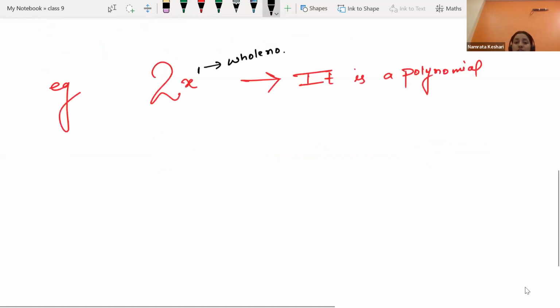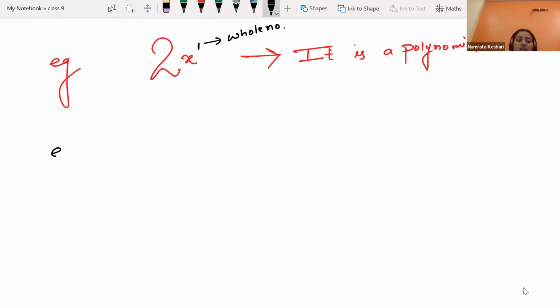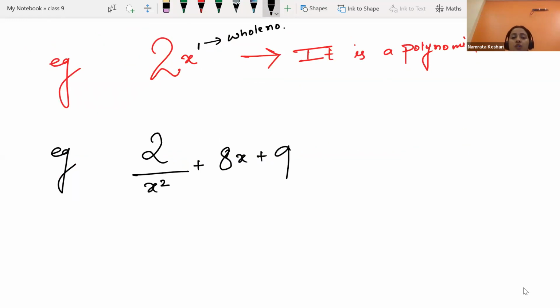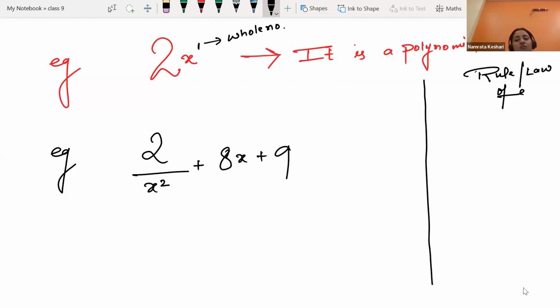Now there are a few more examples which can confuse you. The next example is 2 by x square plus 8x plus 9. Again, I would repeat the same question: is it a polynomial? But before that, I want you to know one rule, or you can say the law of exponent, which says that if you are having a to the power minus m, that can be written as 1 by a to the power m. Let me make it clear. Okay, this is a rule.